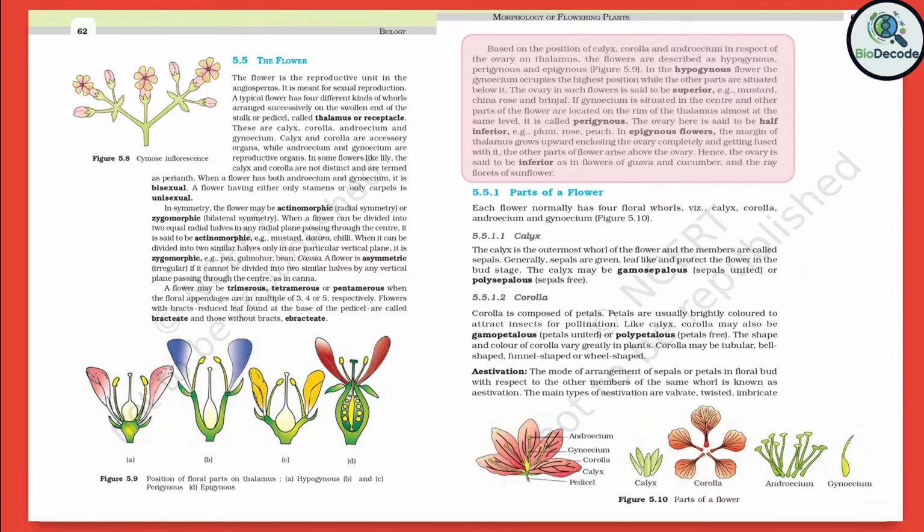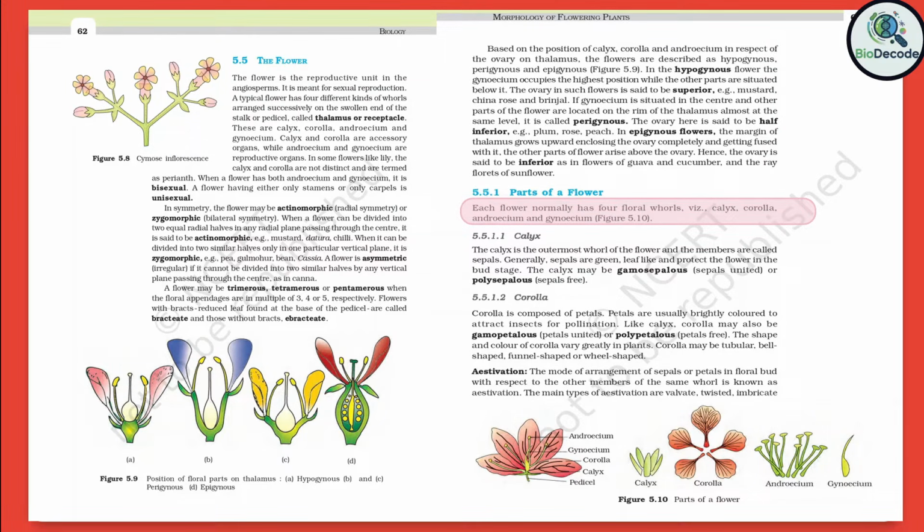If gynoecium is situated in the center, and other parts of the flower are located on the rim of the thalamus almost at the same level, it is called perigynous. The ovary here is said to be half inferior. For example, plum, rose, peach. In epigynous flowers, the margin of thalamus grows upward, enclosing the ovary completely and getting fused with it. The other parts of flower arise above the ovary. Hence, the ovary is said to be inferior, as in flowers of guava and cucumber, and the ray florets of sunflower.